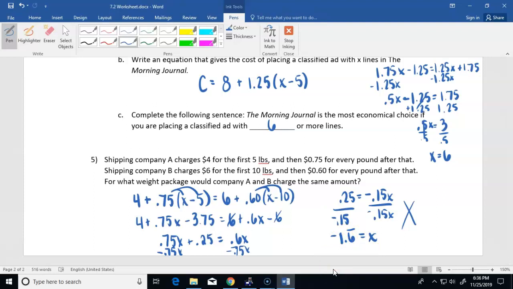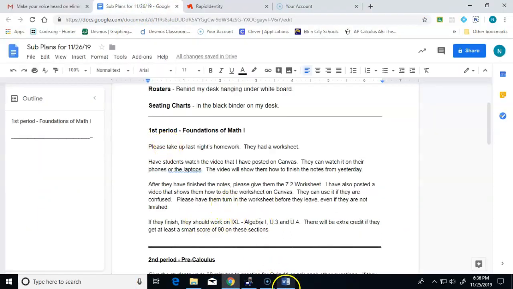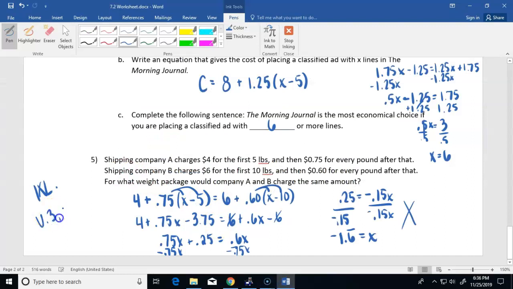Once you have finished this, I want you to turn it in to the sub, and then you are going to go to IXL. On IXL, I want you to do sections, let me see what they were, U3 and U4. So once you finish this worksheet, make sure everything's correct, turn it in to the sub, and then you're going to work on IXL U3 and U4. These are some sections with some graphing that I think should be fairly simple for you, and there's some extra credit if you get those done, so make sure you work on those.